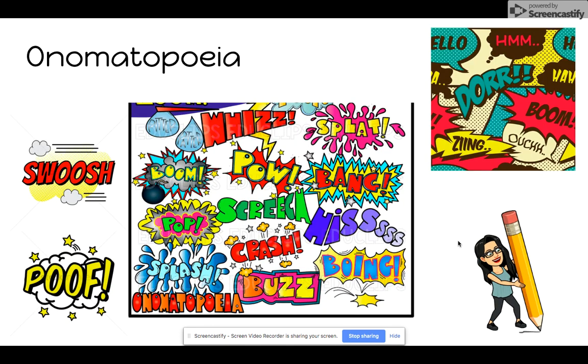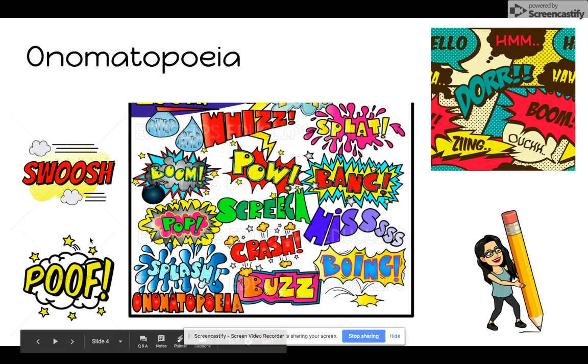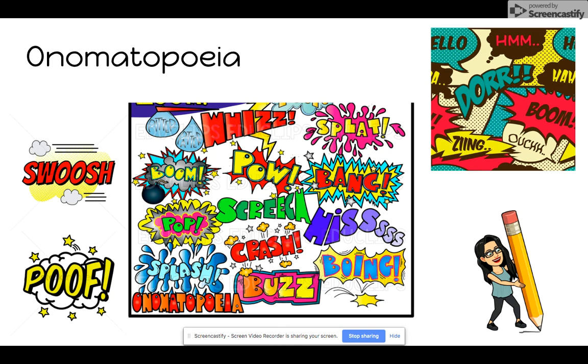Here are some different examples you can have a look at that I have taken from different variations from the internet. We've got swoosh, poof, boom, pop, splash, crash, screech. There are quite a few. Pause the video and have a read. See if they all make sense. Could you use them in your writing?